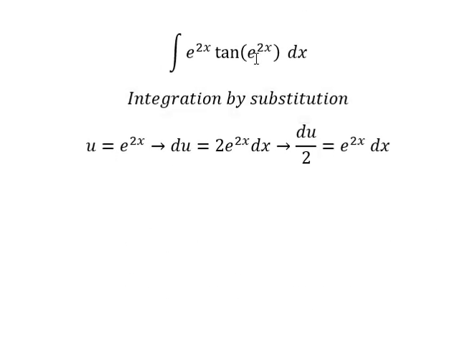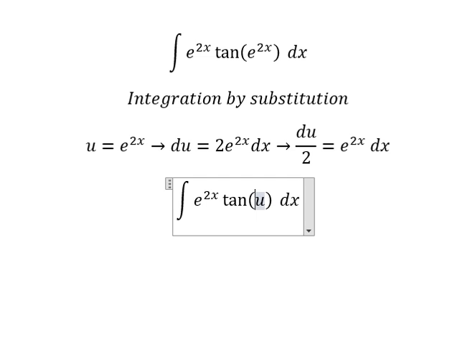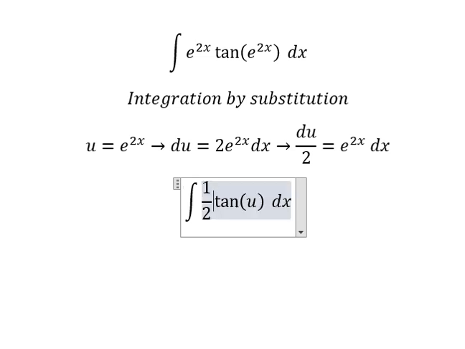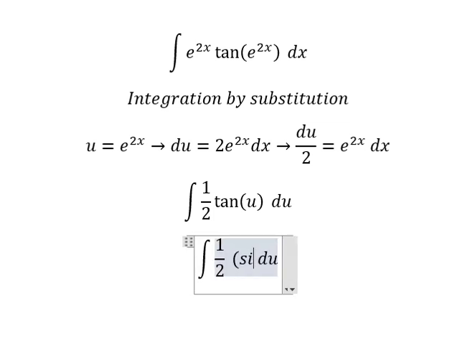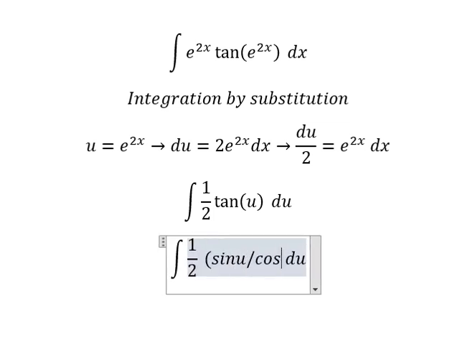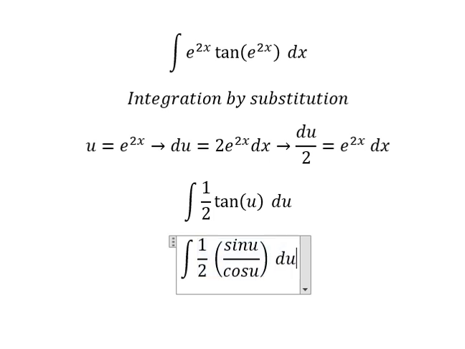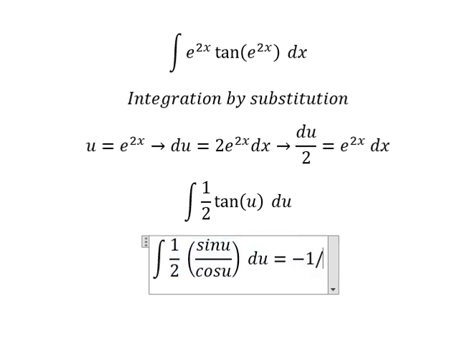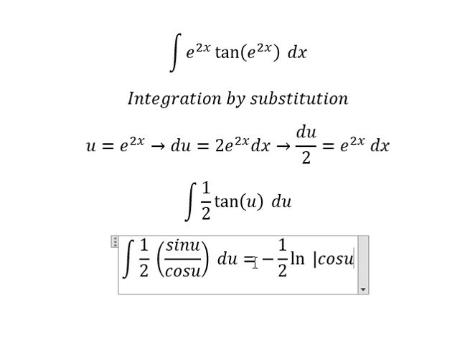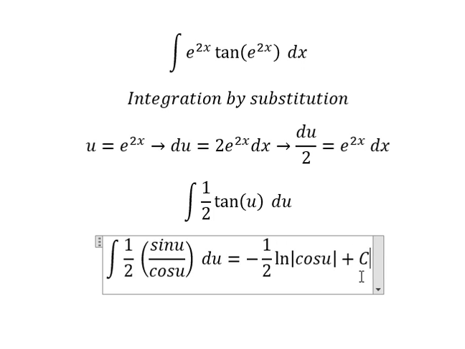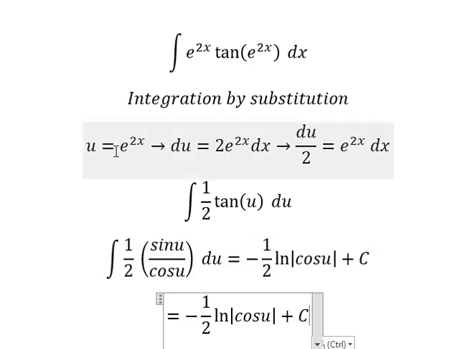Now let's go to this one. So tan u is sine u over cosine u. The integration of this one, we have negative 1 over 2 ln of the absolute value of cosine u, and I will put plus c. In terms of u, that is this one.